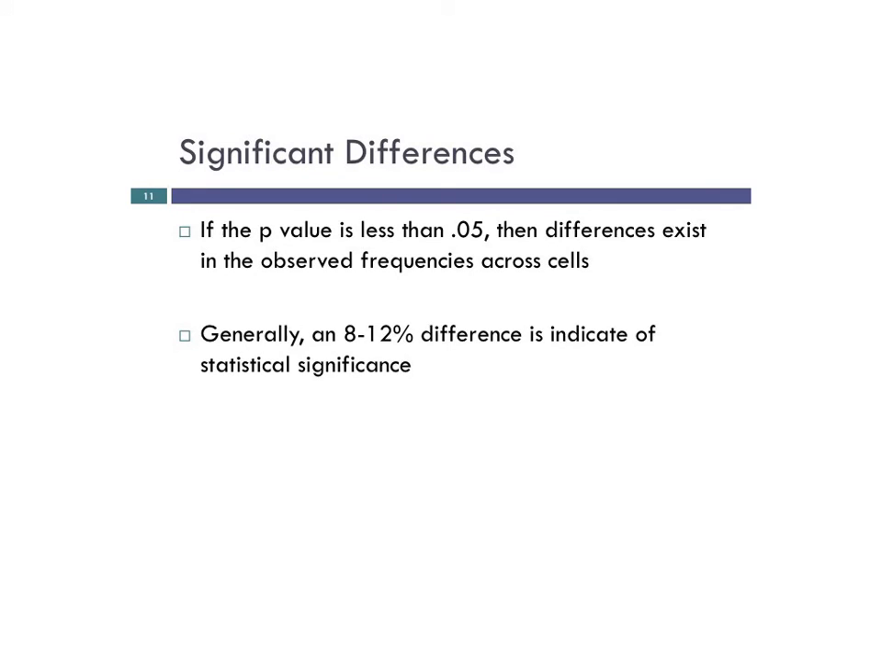Noting an important thing with significant difference, if the p-value is less than 0.05, then a difference does exist in the observed frequency across the cells. To generally figure out where those differences exist, later this semester we'll be doing what's called post-hoc analysis. For chi-square, though, it's pretty straightforward. If you see an 8 to 12% difference in the cells, then that's going to really jump out and say this is where the significant difference exists. So if we saw 8 to 10% difference between males and females on the slightly agree, that would identify where that difference exists.